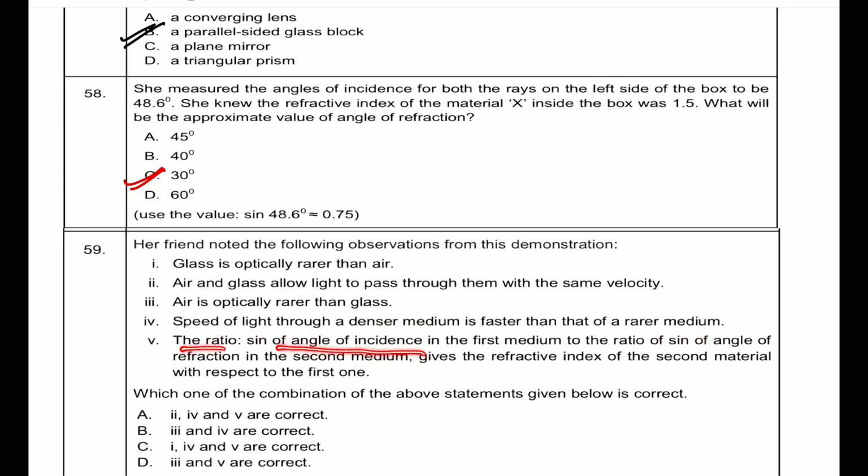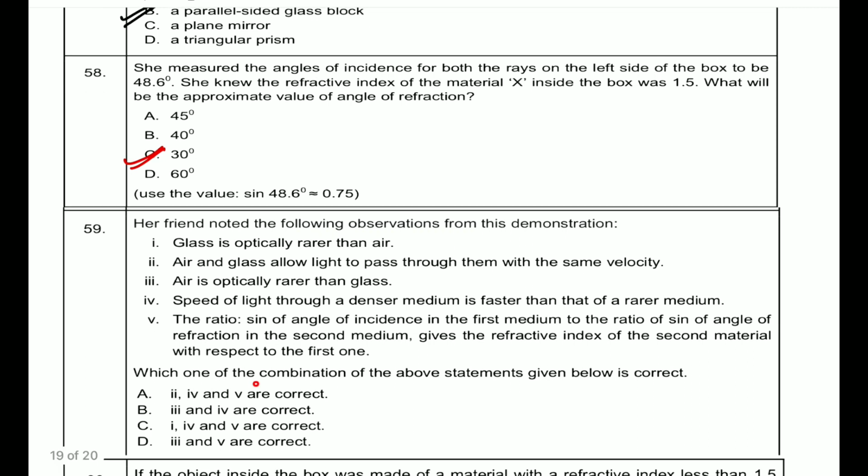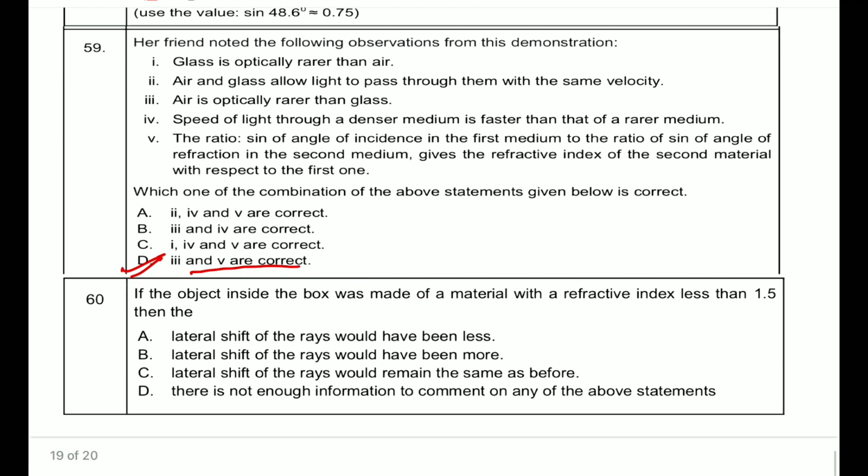Option number 5: the ratio of sine of angle of incidence in the first medium to the sine of angle of refraction in the second medium gives us the refractive index of the second medium with respect to the first one. Correct. So option number 3 and option number 5 are the correct options. Let's see which combination of the above statements given below is correct. Okay, you have option number D, so option 3rd and option 5th are the correct options, right? I hope that is understandable.